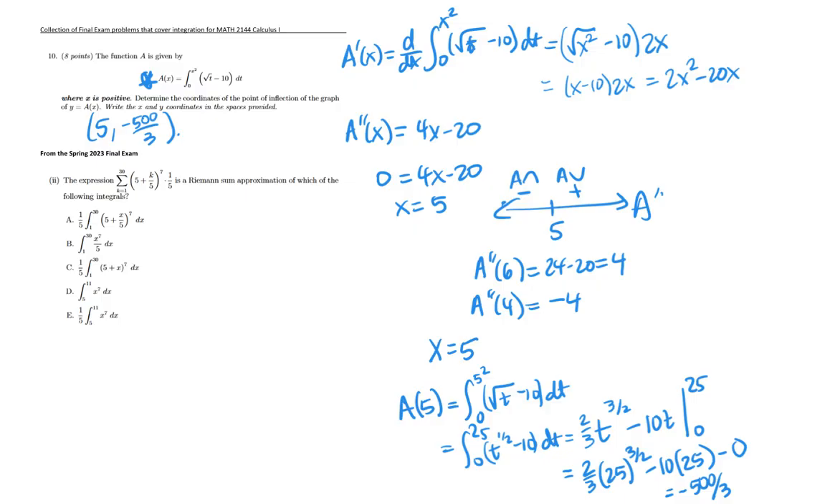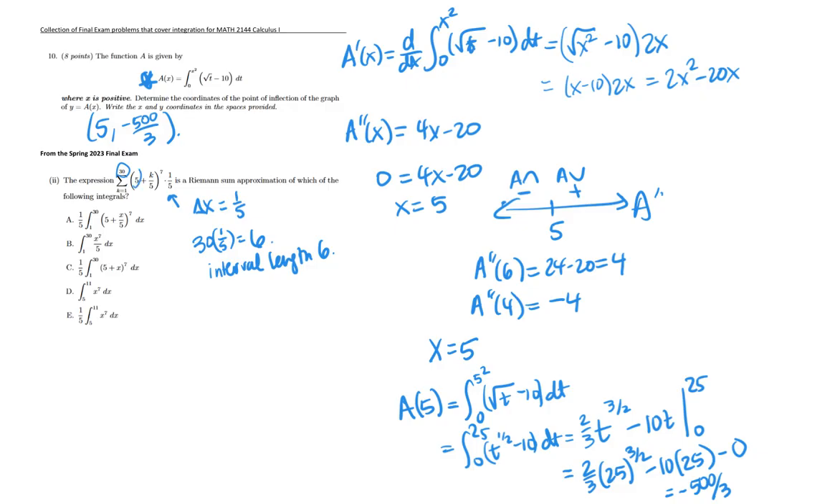Okay, so for the next one, it says that is a Riemann sum approximation for which of the following integrals? Okay, so it looks like from looking at this that each of my delta x is going to be 1/5. I have 30 rectangles, so 30 times 1/5 is going to be 6. So my interval is length 6. Okay, so I know that.